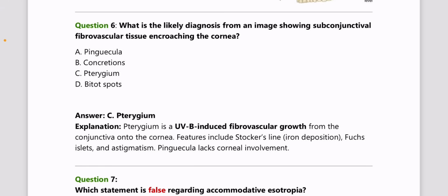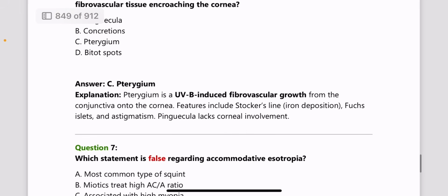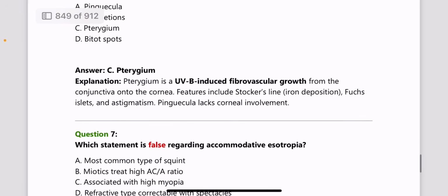Answer is pterygium. It is a UVB induced fibrovascular growth from the conjunctiva onto the cornea, and features include the Stocker's line, that is the iron deposition, and the Fuchs islets and astigmatism. Pinguecula lacks the corneal involvement.